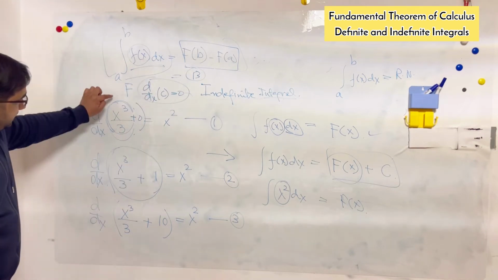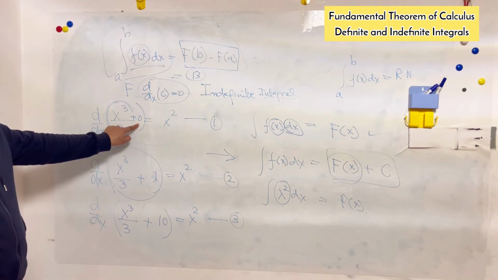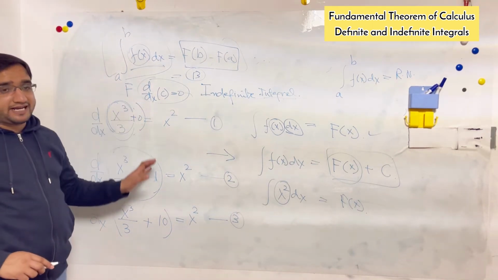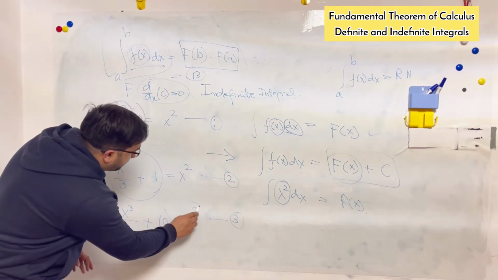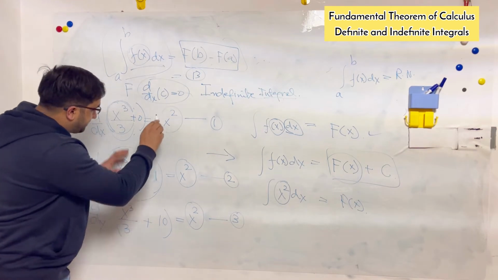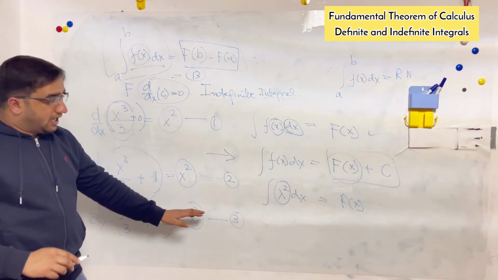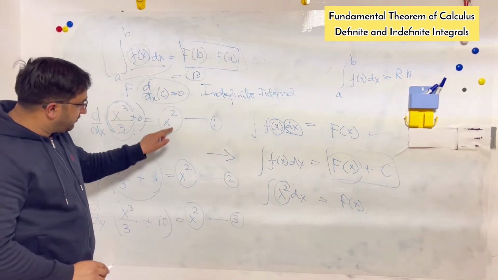It means there could be a function having 0, like x cubed by 3 plus 0, or any positive or negative number. I don't know which number. I don't know which x square. For example, in these three cases, I have three answers, x square. I don't know which one is this. Whether this one, whether this one, whether this one.